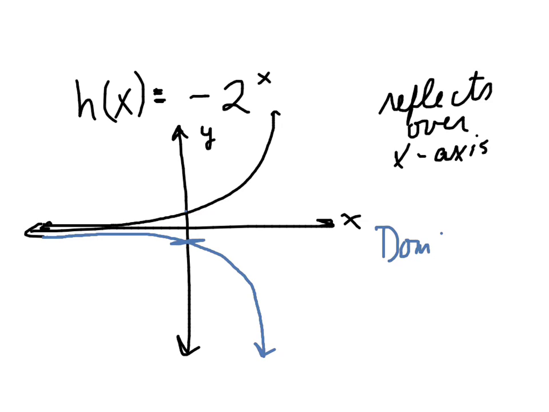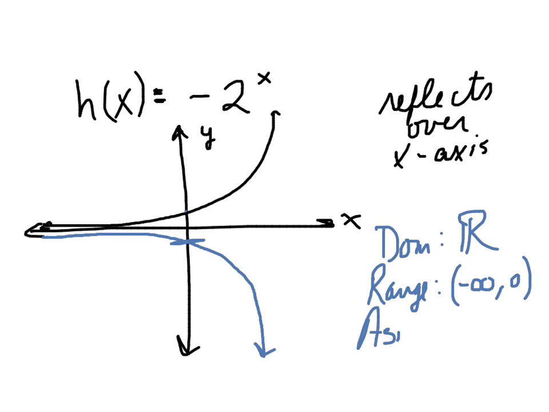Domain, still the same. There's no restriction. There's not an x we cannot put in there. The range, however, changed because we now go down to negative infinity and come up to 0, because it's going all the way down to the bottom. The asymptote is still the same as the parent. It's y equals 0 because we did not shift it up or down. The only time you're going to have a different asymptote is when you shift it up or down. It's not going to change it anywhere else like that.